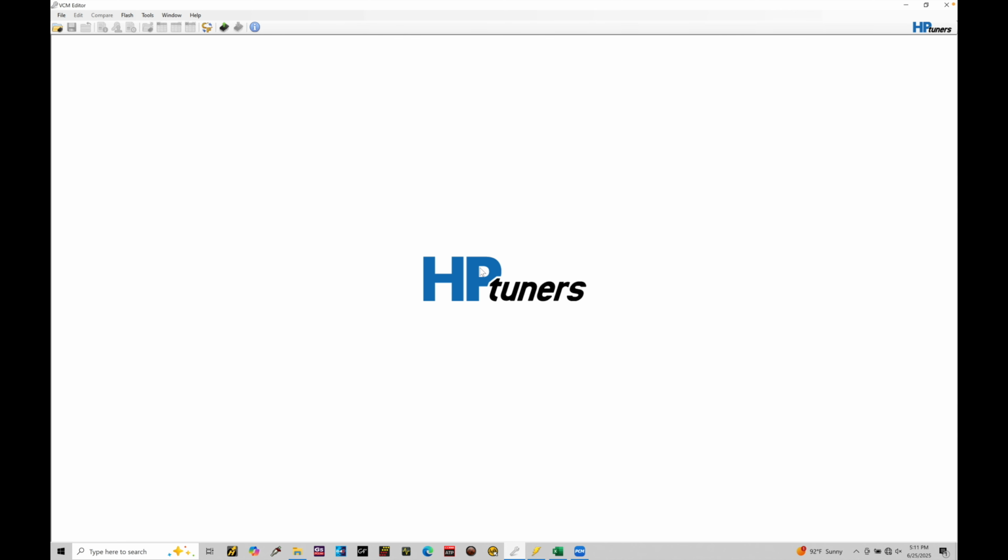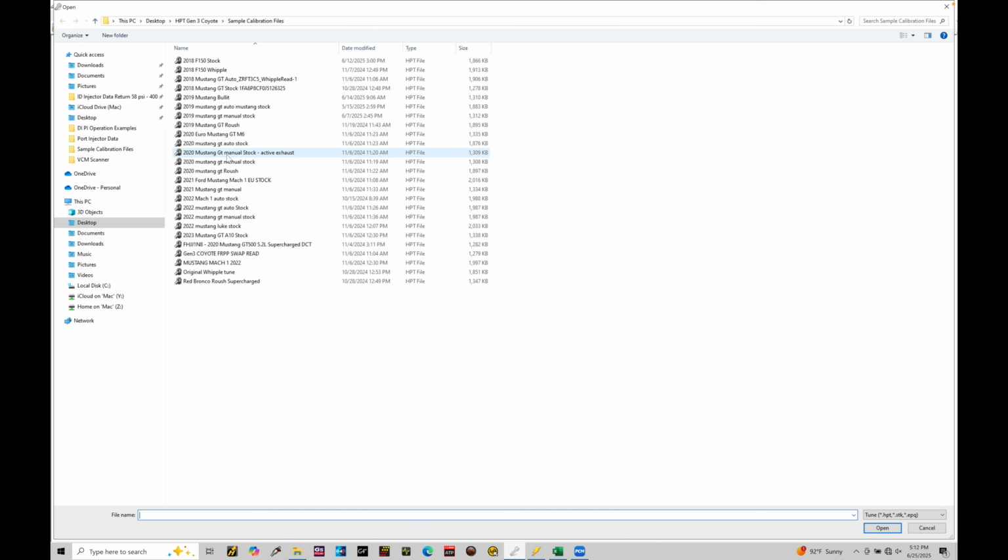So the first thing we want to do is go up here, go to File, go to Open. I'm going to open up a stock equivalent file. Now I'm going to open up a Mach 1 specific file because the vehicle that I've captured my data log from is a Mach 1. The Mach 1 has a different MAF curve, so the MAF period versus airflow curve is different from a Mustang GT.